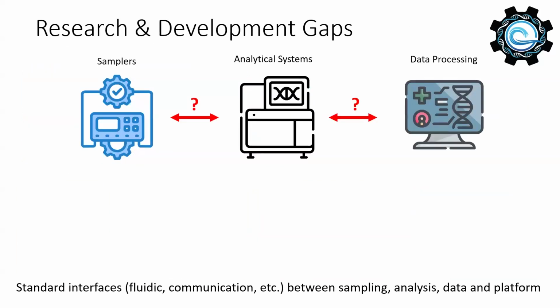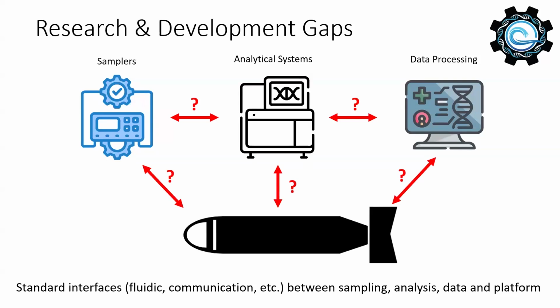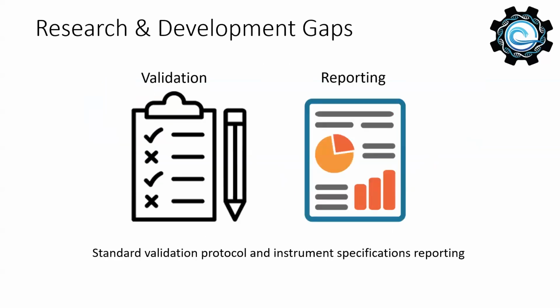But there are some important research and development gaps that I think we need to address as a community, as a developer community. We have samplers, we have analytical systems that are being developed, and we have data processing pieces, but there's no communication lines between those individual pieces. And so developing these standardized interfaces between the individual modules is super important. But also, more importantly, is designing these standard interfaces for the autonomous platforms that we're going to continue to use.